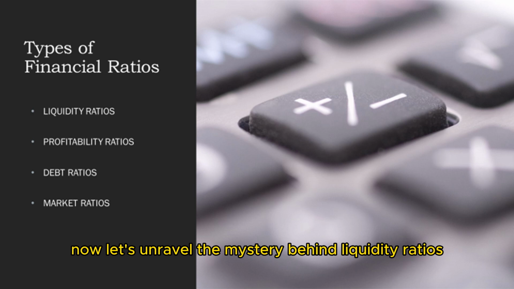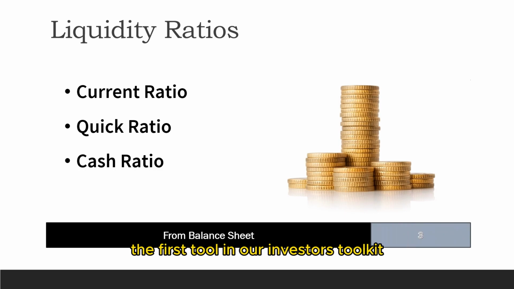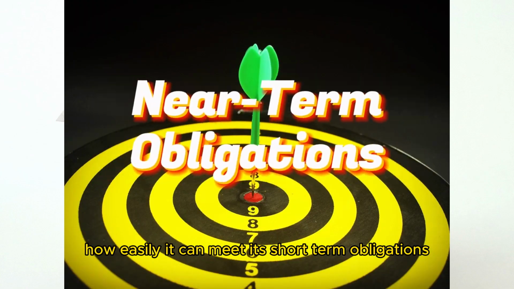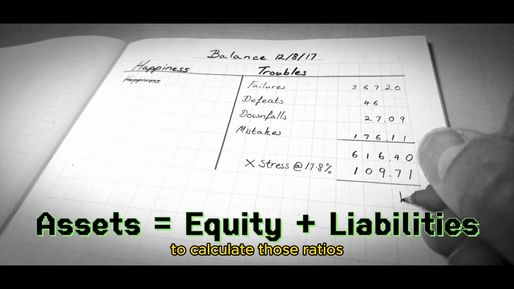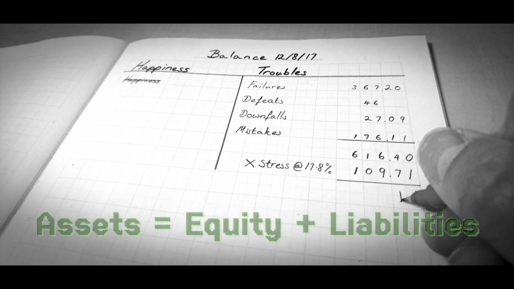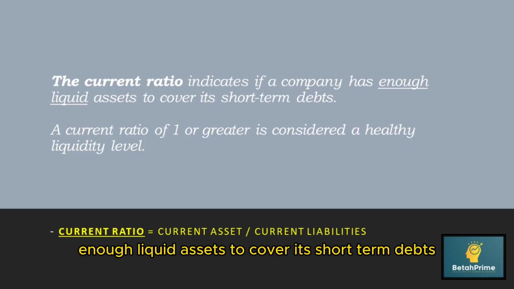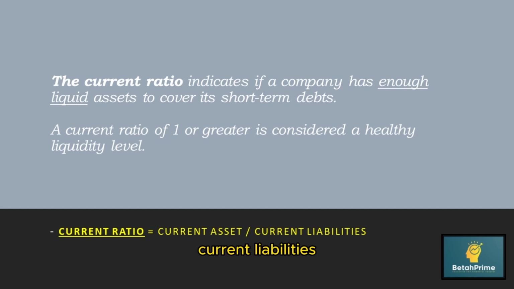Now, let's unravel the mystery behind liquidity ratios, the first tool in our investor's toolkit. Think of these ratios as your company's quick cash measurement, how easily it can meet its short-term obligations. We use values from the company's balance sheet to calculate those ratios. First up, we have the current ratio. This metric is like checking if your company has enough liquid assets to cover its short-term debts. You simply divide its current assets by its current liabilities.